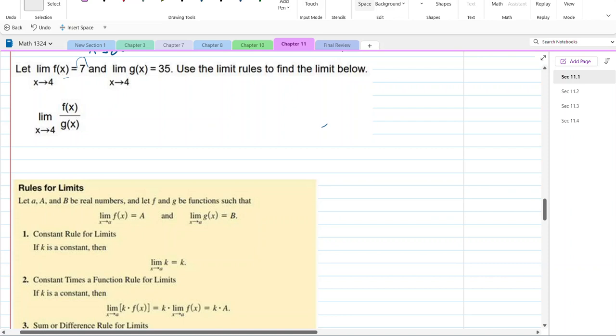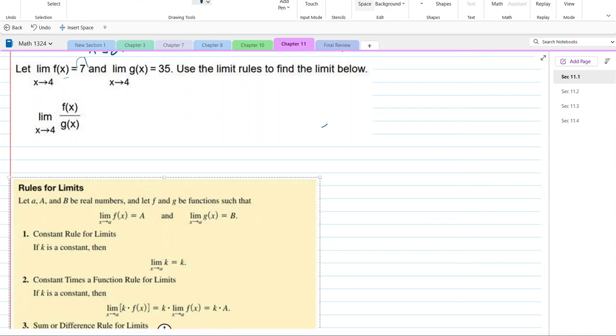This next one's interesting because it states f of x and g of x as the numerator and denominator. And what they've done is they've taken the limit for each of the components. And that's possible. And it opens up the window to how we look at these functions. So the limit as x approaches 4 is 7 for f of x, and the limit as x approaches 4 is 35 for g of x. So our limit is 1/5. Just as easy as that.